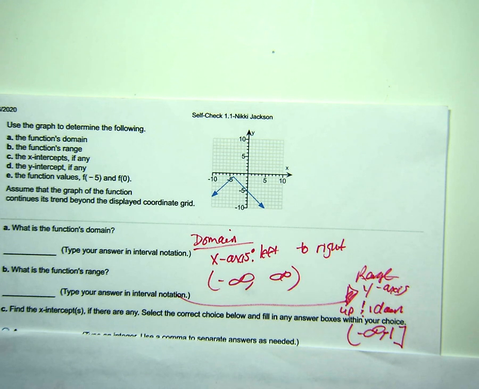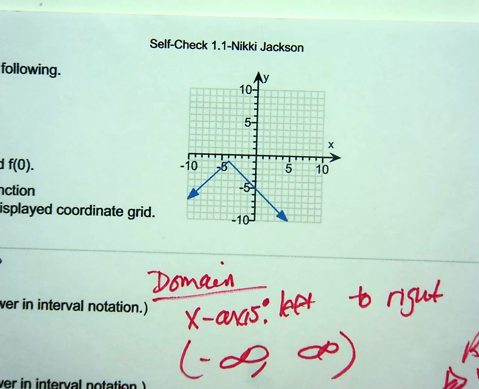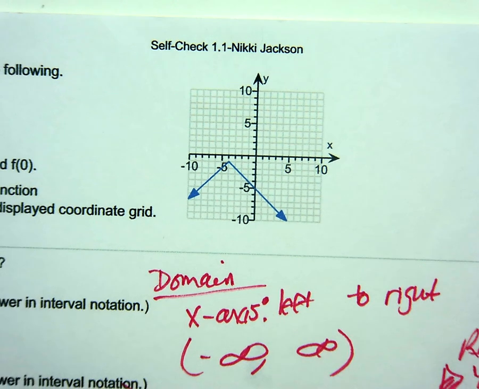Moving on to your x-intercepts and your y-intercepts. There are no x-intercepts because it does not cross the x-axis. However, it does have a y-intercept. And once again, we're going to zoom in if possible. Your y-intercept is going to be -5.